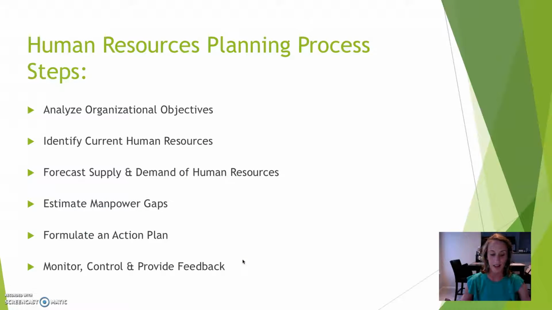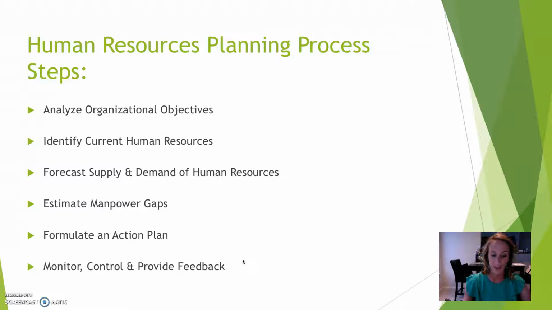So there are 6 steps in the human resources planning process. The first step is to analyze organizational objectives, to identify the current human resources, to forecast the supply and demand of human resources, to estimate manpower gaps, to formulate an action plan, and then to monitor, control, and provide feedback.